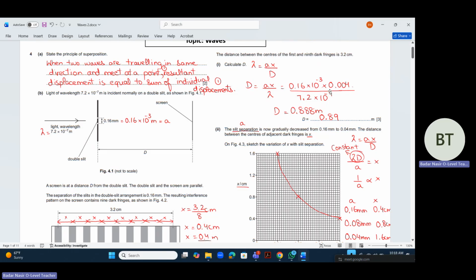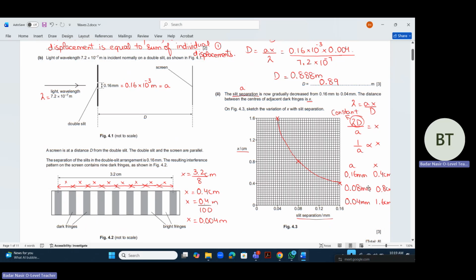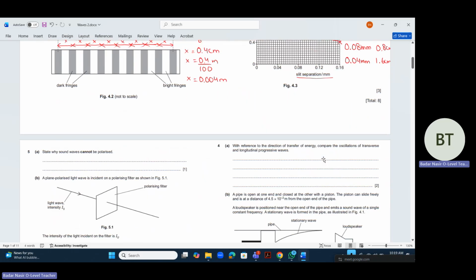Then at the end it said that lambda and D are constant. We want to study the relation between X and A. So for the two quantities whose relation you have to study, make sure one of them is on the right side of the equal sign and the other is on the left. So X and A have an inverse relation. When the value of A is halved, the value of X doubles. So we plotted the points, joined them together, and we got the answer.